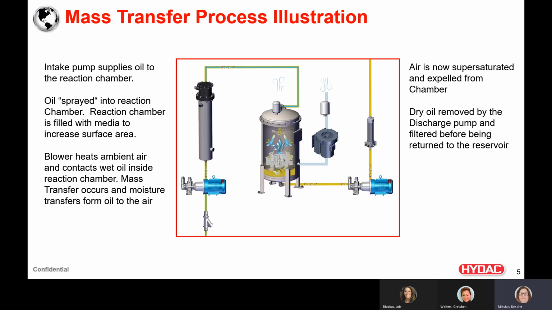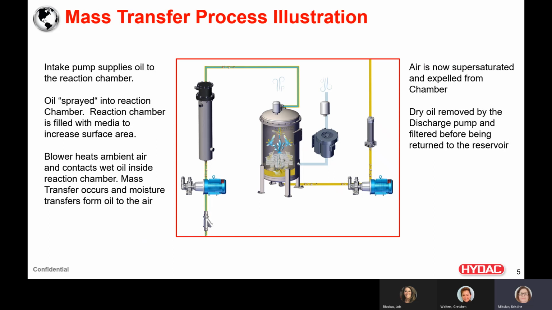Next to the chamber, you'll see a blower. So we are actually taking the ambient air in the plant. We are conditioning it through a patented process and introducing it into the lower half of the reaction chamber. As that warm conditioned air travels up into the reaction chamber, it's going to be met with the wet oil that is being showered down into the media. As the air and the oil meet, that water will transfer from the oil into the air and then be expelled out through the breather at the top of the chamber.